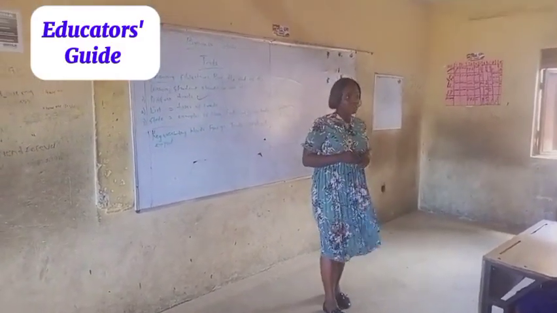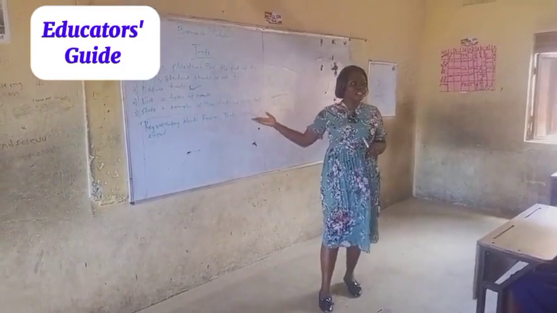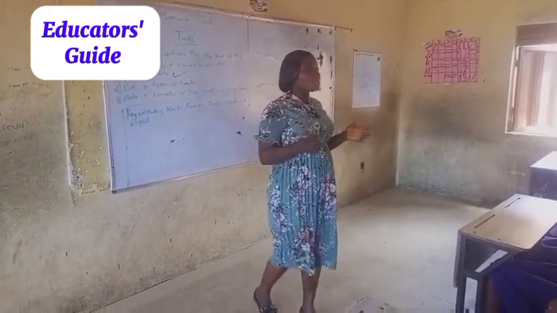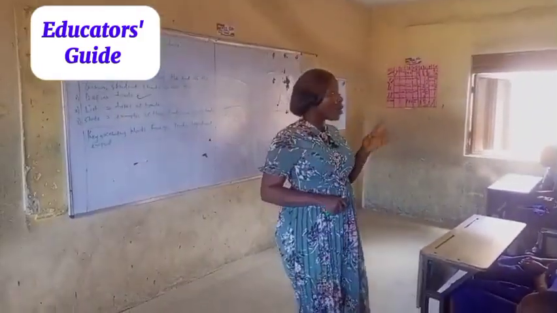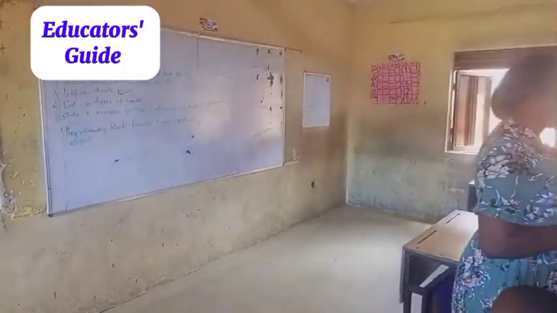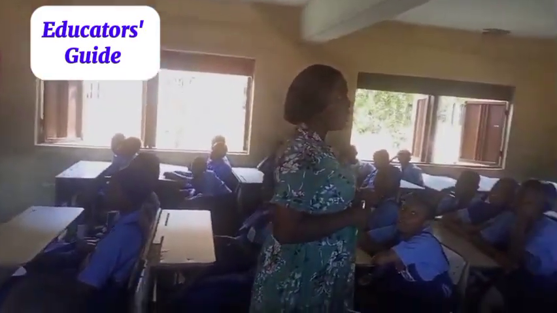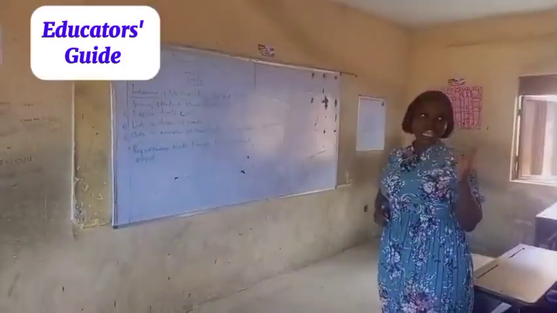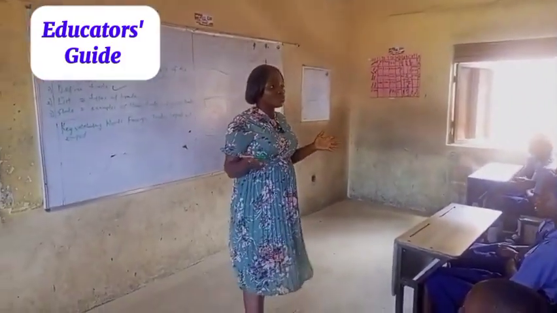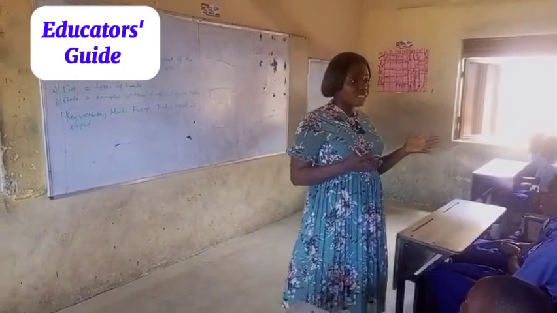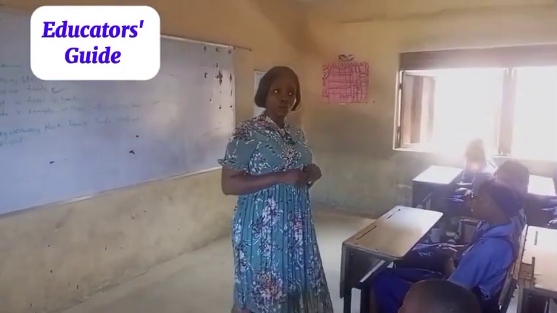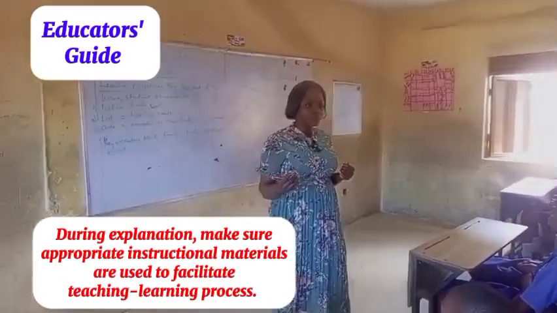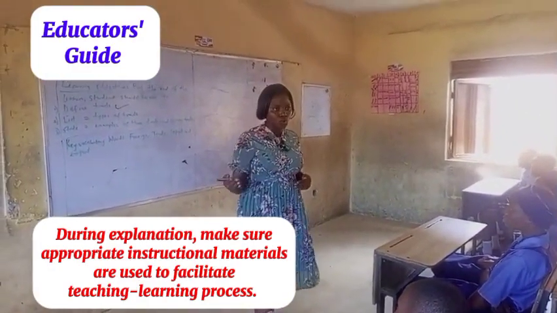We have defined trade. The next thing is to list two types of trade. Now we have two types of trade, which are home trade and foreign trade. Home trade is the buying and selling of goods and services within a particular country, while foreign trade is the buying and selling of goods and services between two or more countries.